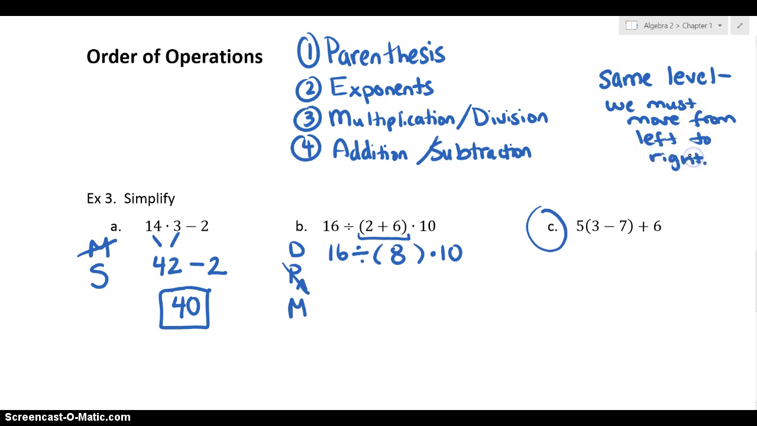So the first thing I see on my left side is division, so I'm going to do that first. 16 divided by 8 is 2. Division is done. Then we're going to go ahead and bring the times 10. Now it's multiplication. 2 times 10 is 20. Now that's done, and that is our final answer. I want you to go ahead and try example 3C, and we will also go over that in class. I know you can do it.